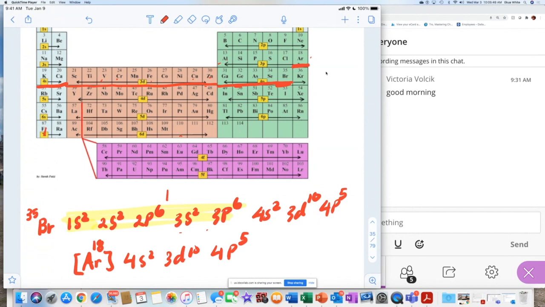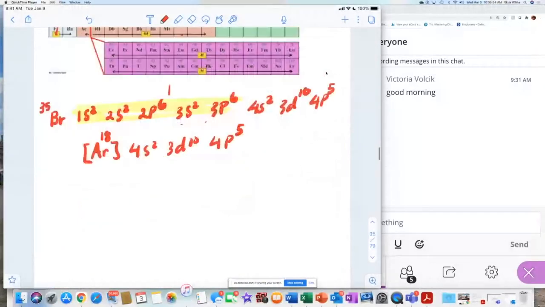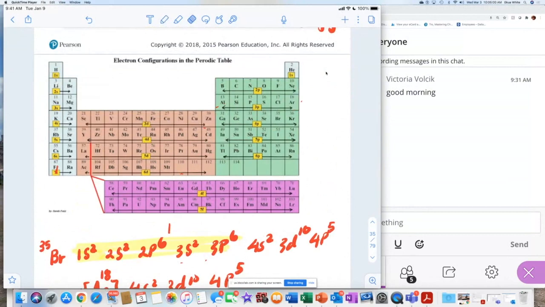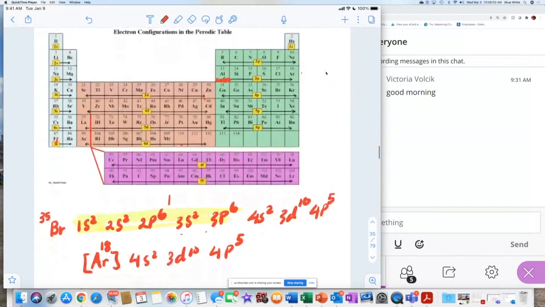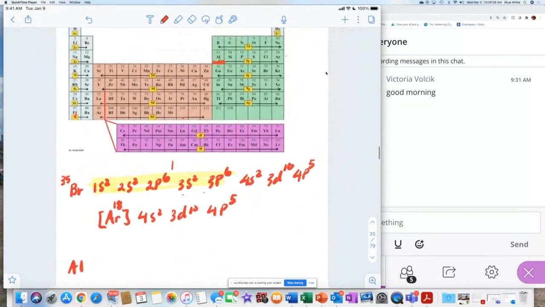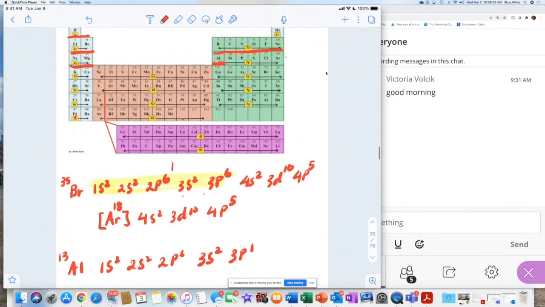Okay, so hopefully you see how this goes. The full configuration, shorthand configuration. And then finally, aluminum, Al. Al has 13 electrons, right? So now I see why I try to write it. Okay, I have to write it a little smaller this time. So of course, 1s2, 2s2, 2p6, 3s2, 3p1. Okay, shorthand for Al.